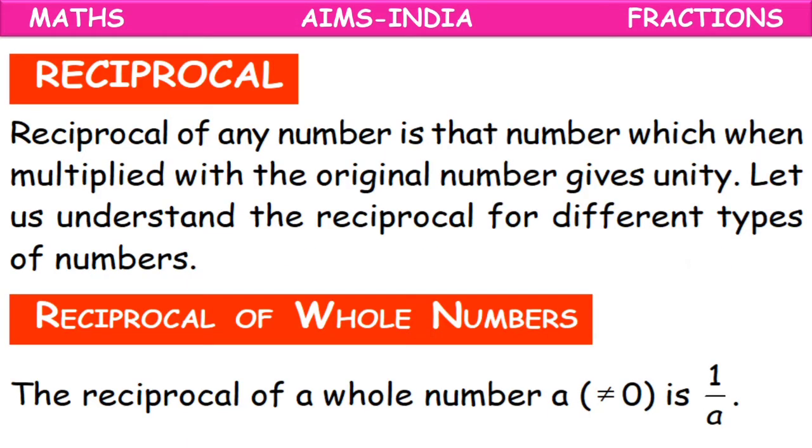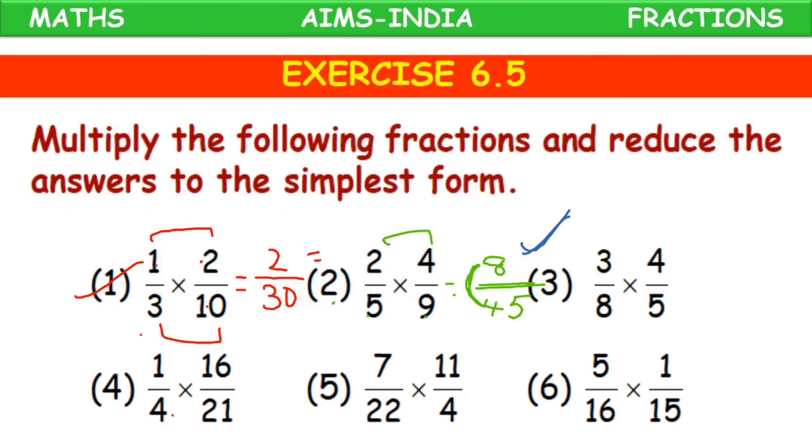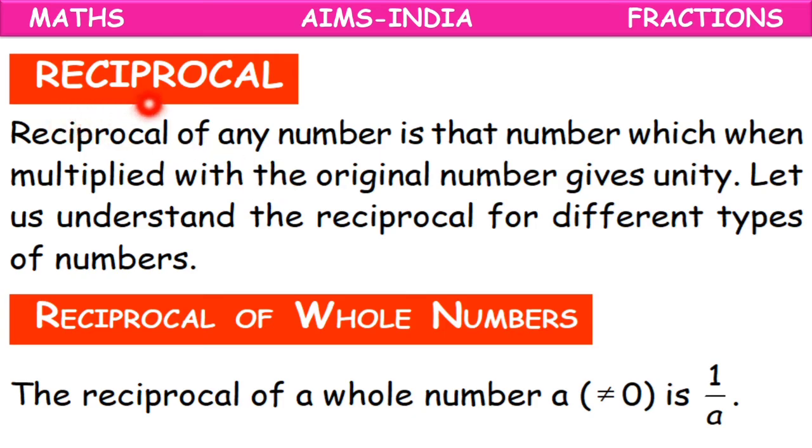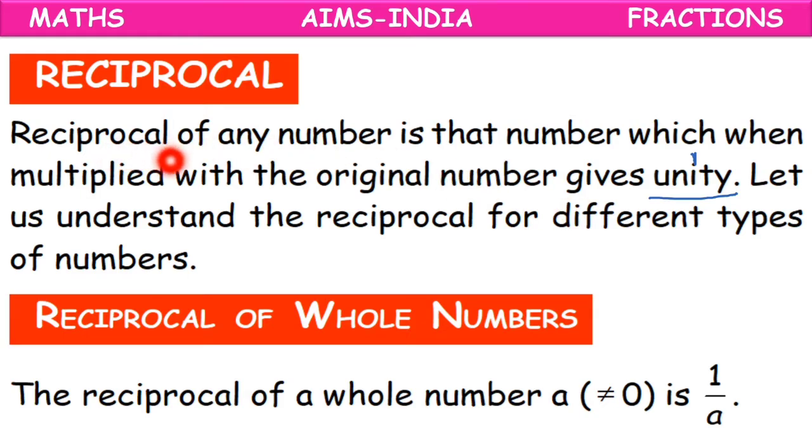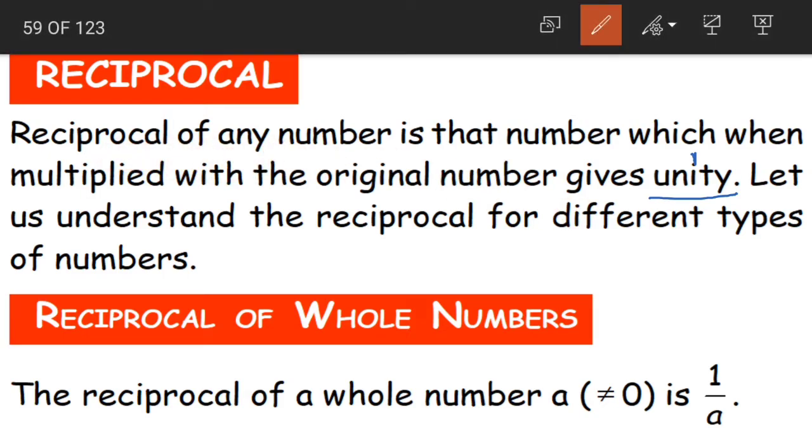Now coming to the next topic, that is reciprocal. What is it? Reciprocal. Reciprocal of any number is that number which when multiplied with the original number gives unity. Unity is nothing but 1, children. What is reciprocal here? Reciprocal is a number which when multiplied with the original number gives unity.